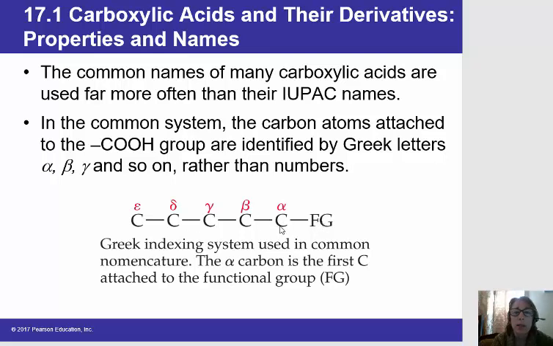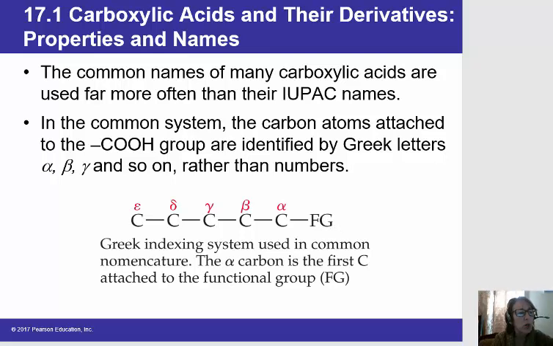When carboxylic acids are named according to the common nomenclature system, the carbons are not given index numbers, but rather they are assigned Greek letters according to how far away they are from the functional group, which in our case is the COOH, which I'll refer to as the carbonyl carbon. So alpha is the carbon that's directly bonded to the carbonyl carbon, beta is 2 carbons away, gamma 3 carbons away, delta 4 carbons away, and epsilon 5 carbons away from the carbonyl carbon in the carboxylic acid group.